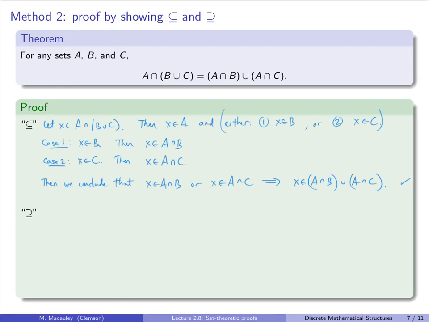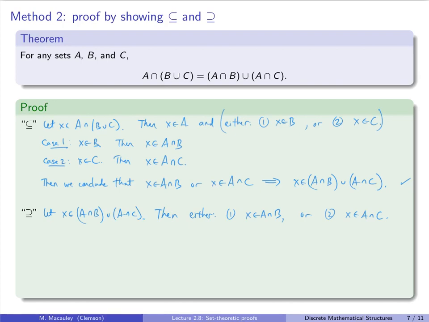Okay, so now let's do the opposite. Let's take an arbitrary element in here. So let X be in A intersect B union A intersect C. And this means that either X is in A intersect B, or X is in A intersect C. So really, this proof can almost be done by just reversing all of these arrows. But more on that later.